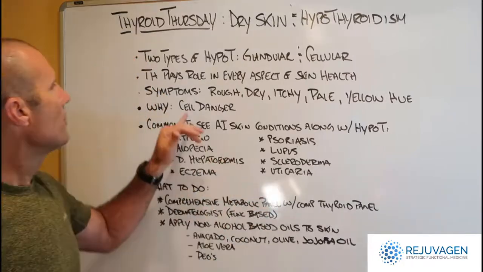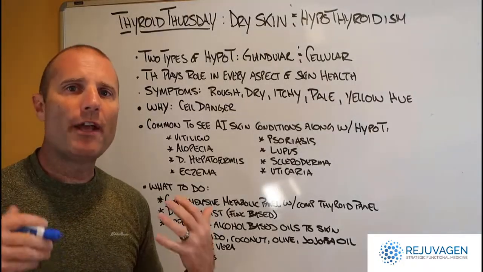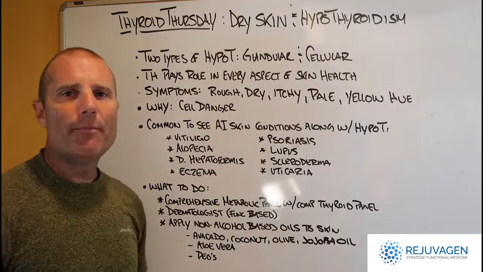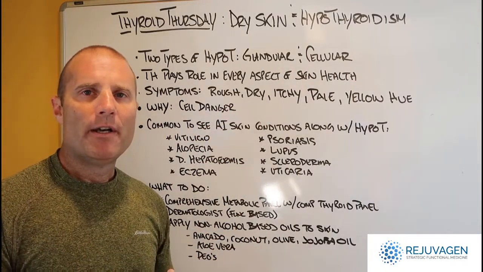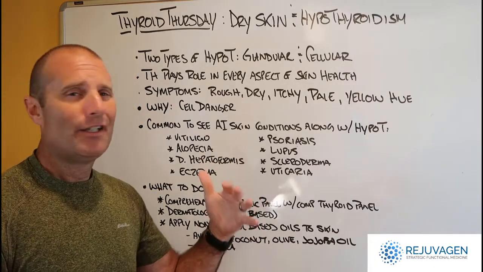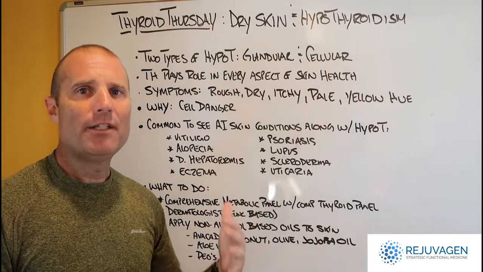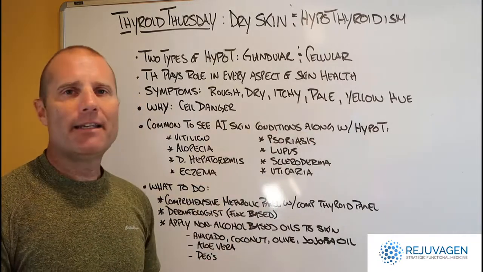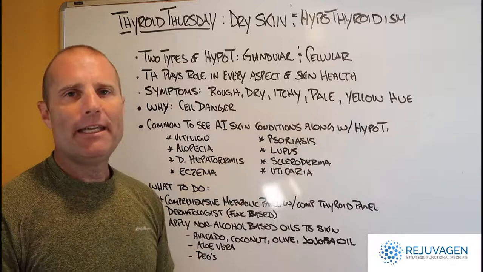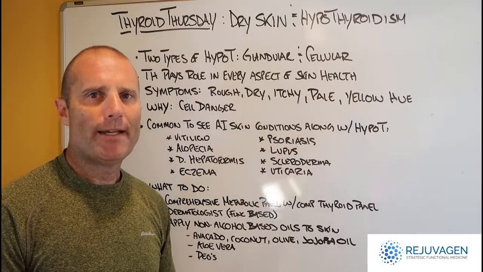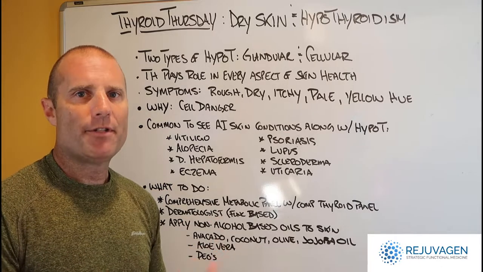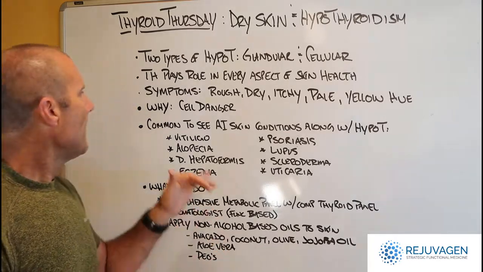Okay, that's important. So I already said the thyroid hormone plays a role in almost every aspect of skin physiology. And when you have hypothyroidism that's causing skin issues, we're typically going to see rough, dry, itchy skin. And we're going to see the skin can turn more of a pale color, and it can also get a yellow hue to it. Okay, so those are some of the key symptoms to look for in hypothyroidism-based skin disorders.